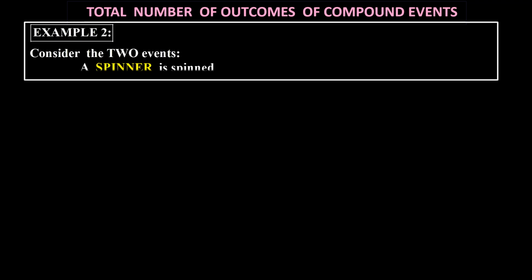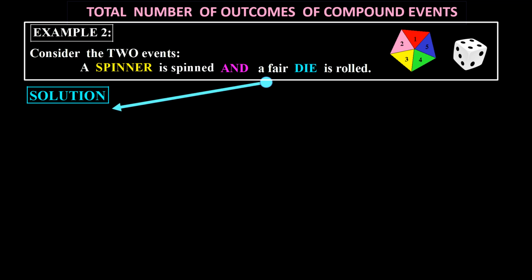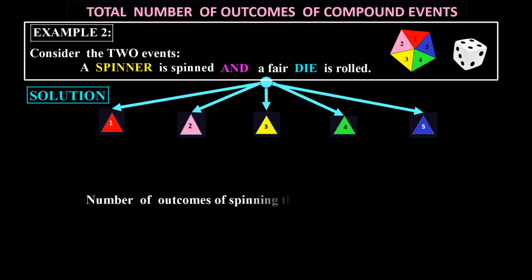In this case, the one event is spinning a spinner. And then we also have rolling a die. Now, let's use a tree diagram again here. First of all, with spinning a spinner, we have a possibility of a 1, a 2, a 3, a 4, and a 5. So the number of outcomes of spinning would be 5.